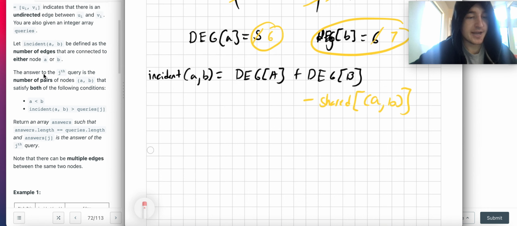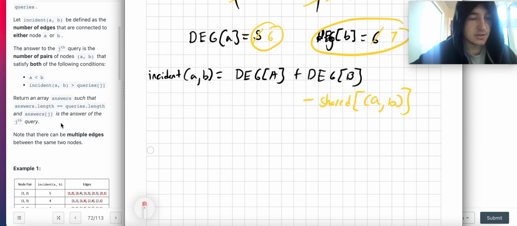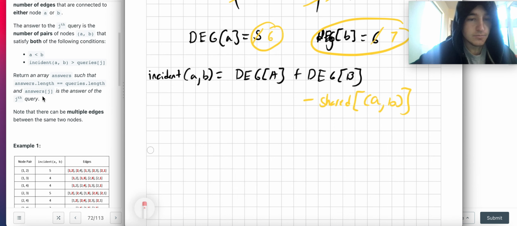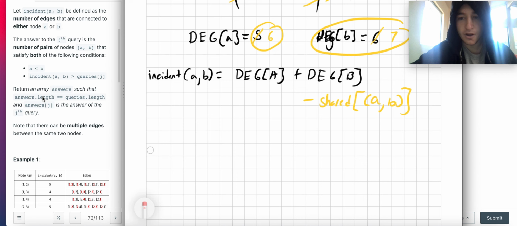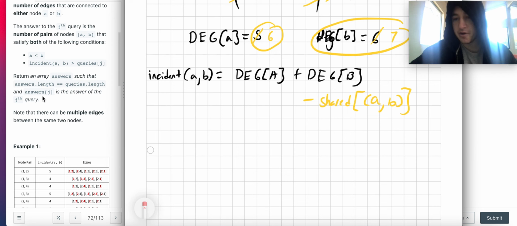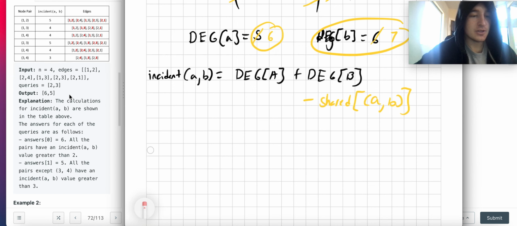So we've covered this. The answer to the jth query is the number of pairs of nodes A, B that satisfy both of the following conditions: A is less than B, and incident of A, B is greater than queries of J. Return an array answer such that the answer length equals queries.length and answers J is the answer of the jth query. Okay, so that's kind of rough. So we have this query value that says how many incidents are greater than this query value. So let's look at an example here.